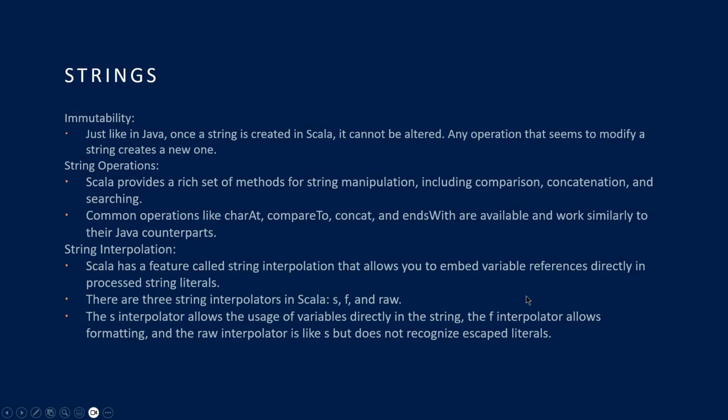So that's where you've got these embedded variable references, using like dollar and then the name of the variable, and you've probably seen they were prefixed, the bit of the string that you needed to interpolate had s in front of all the ones I was using, but there's f, sf and raw. So s allows the use of variables directly in the string, f allows formatting, and the raw is like s but it doesn't recognize escaped literals, which again I'm wavy handing away a little bit.